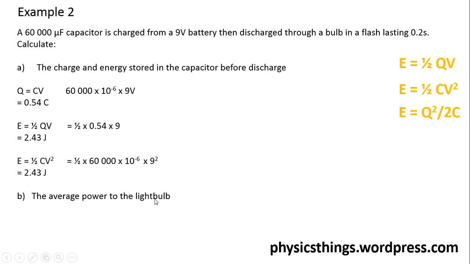Now to work out the average power to the light bulb, this is where we have to go to another of our electricity equations, and remember that the power is equal to the energy divided by time. Now I have an energy here, my 2.43 joules, and I have a time of 0.2 seconds. So when I plug that in, I get a power of 12.15 watts.